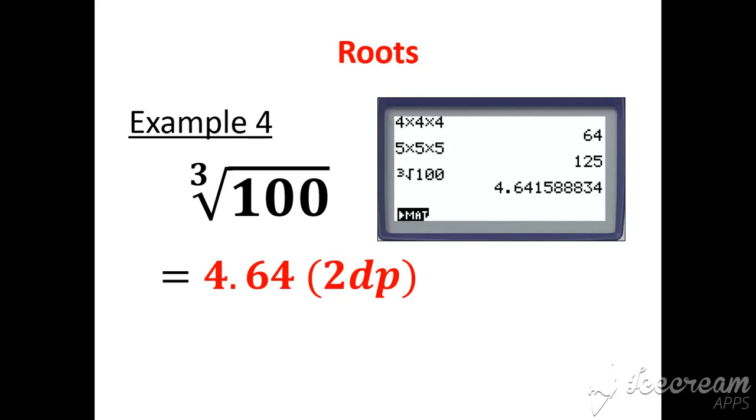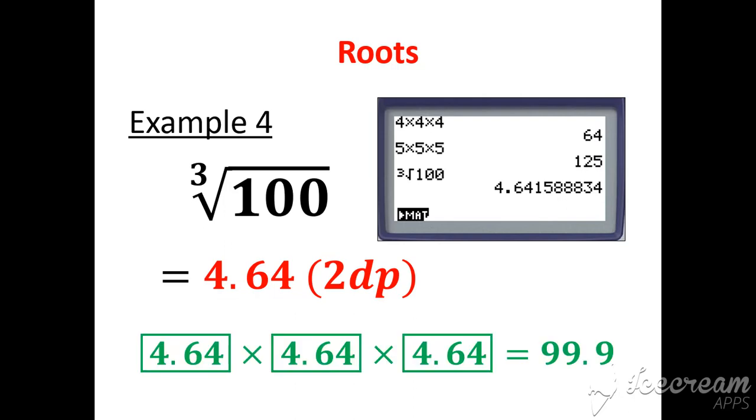When I use my calculator and type it in, the cube root of 100, I get an answer which I'm going to have to round sensibly, and I've rounded to 4.64 to 2 decimal places. When I go back and check, 4.64 times 4.64 times 4.64, I get 99.9. That's very close to 100, so I know my answer is pretty accurate. Just the rounding has caused it not to be perfect.